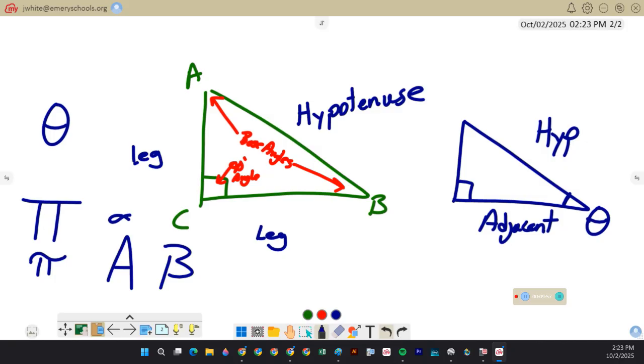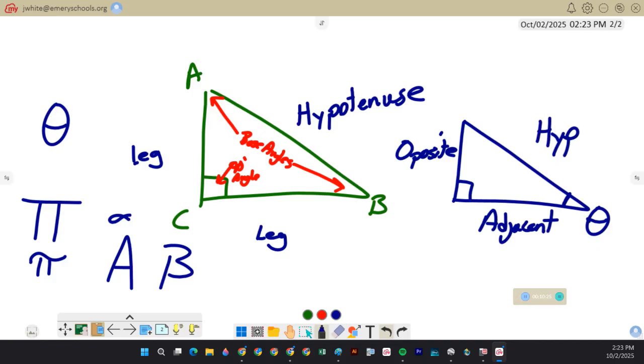And then what's the word for not next to? Not adjacent. Non-adjacent. We use the word opposite. Well, I mean, apparently opposite is the opposite of adjacent. So it touches theta, it's next to it, it's adjacent.